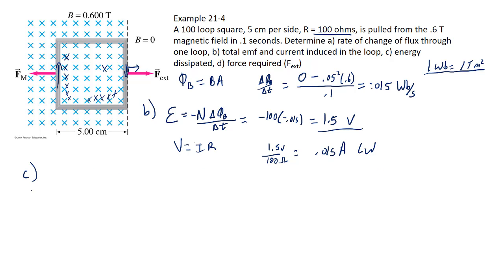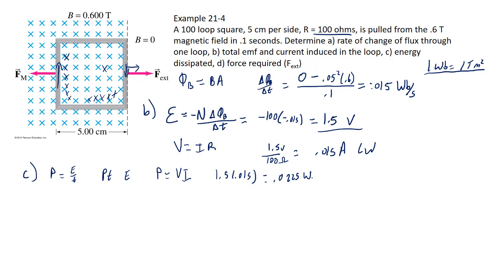Now, part C says, what's the energy dissipated? This is an interesting thing. Remember, power is energy over time, right? And so if we take power times time, we'll get energy. And the power consumed by a circuit, power equals voltage times current, which we can do. We've got 1.5 times 0.015. So 1.5 times 0.015, 0.0225. This is, of course, watts.